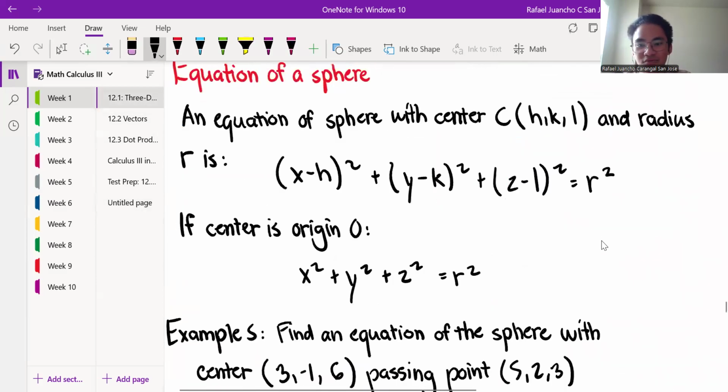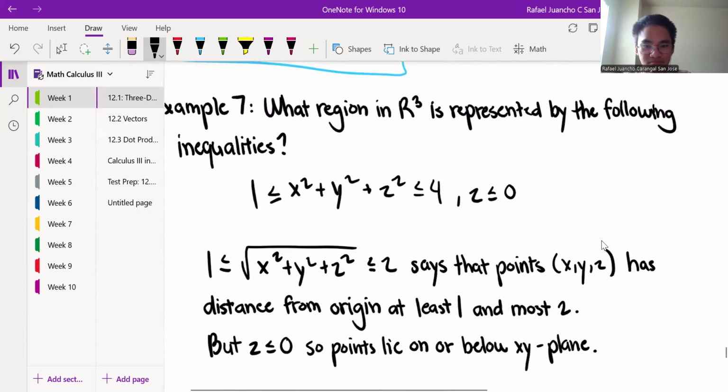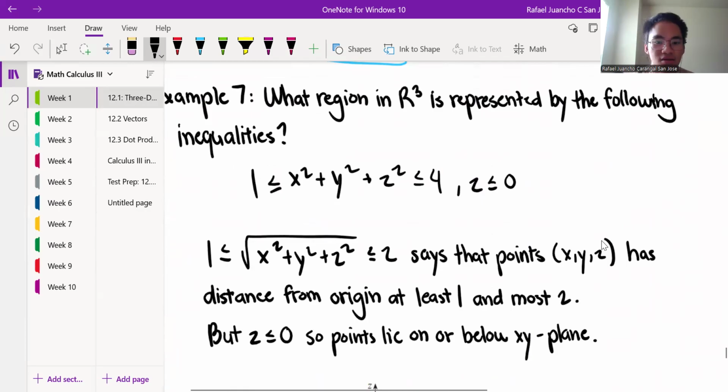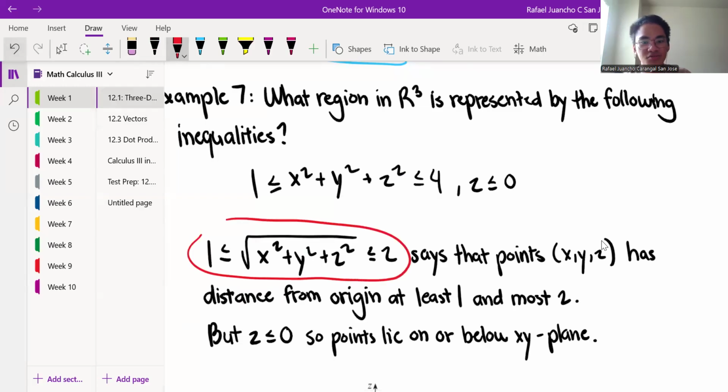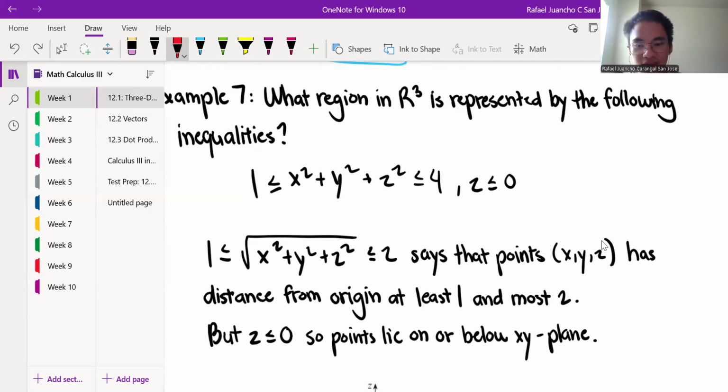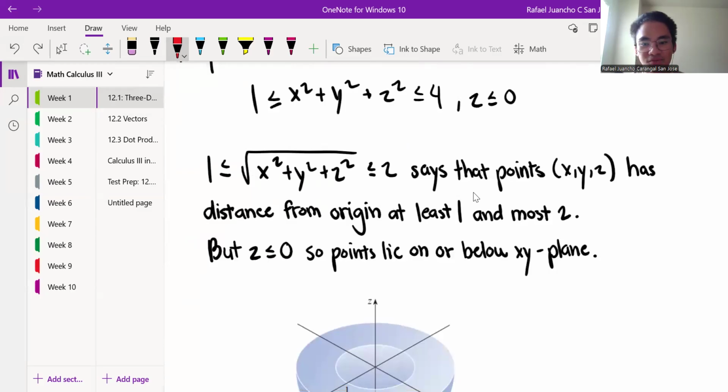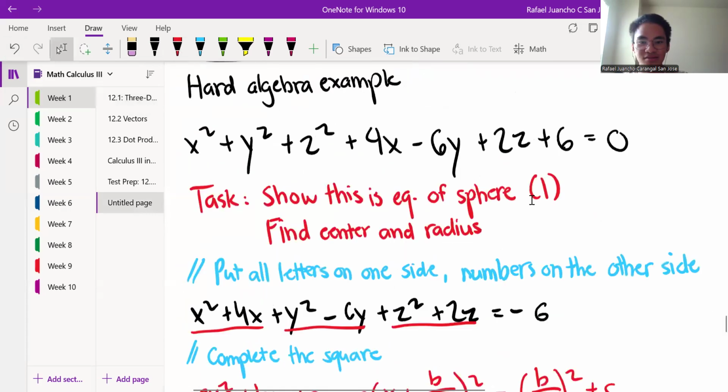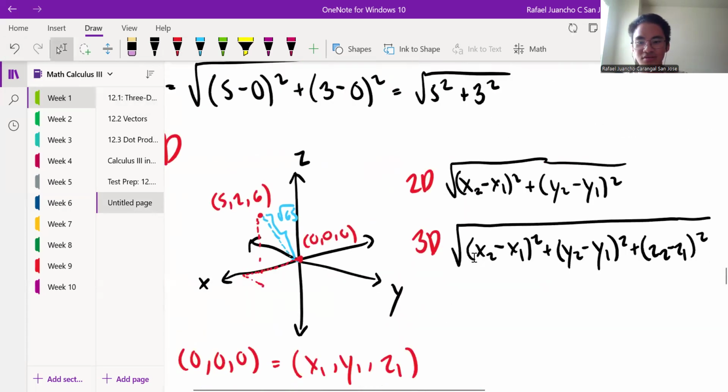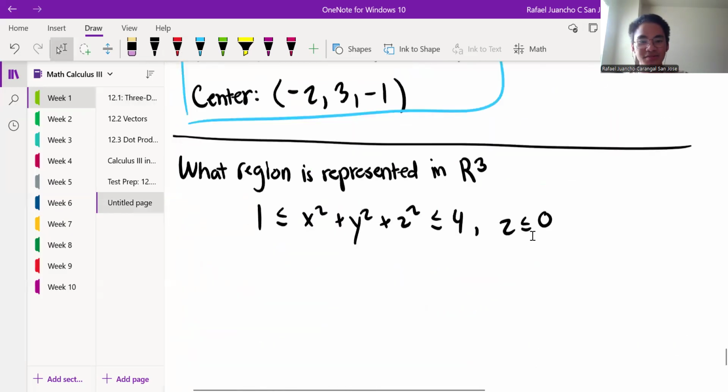And then z is less than or equal to 0. Okay, now how do we go about this thing? Well, we can first put a square root. So this thing. And if we put a square root there, it says that points x, y, z have distance from the origin at least 1 and at most 2. Now, how do we know that? Well, from our distance formula, which was here, the square root of x squared plus y squared plus z squared. That's how we know about that.